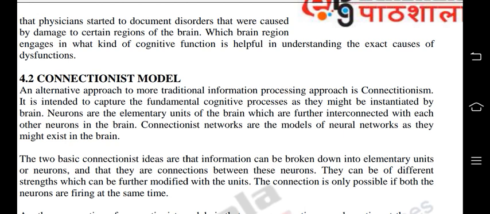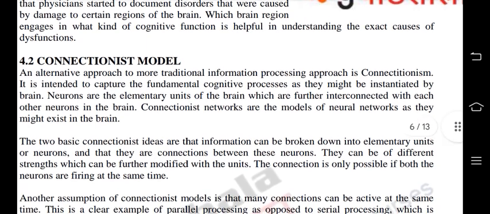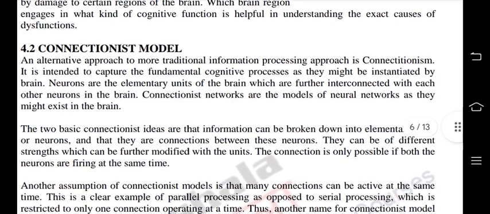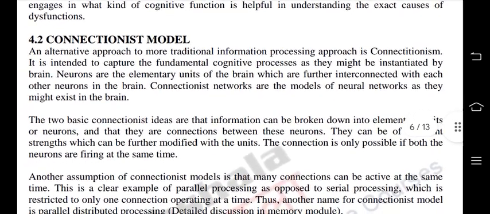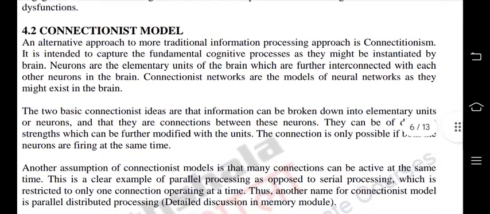connectionism. It is intended to capture the fundamental cognitive processes as they might be instantiated by the brain. So neurons are the elementary units of the brain, which are further interconnected with each other. Connectionist networks are the models of neural networks as they might exist in the brain.